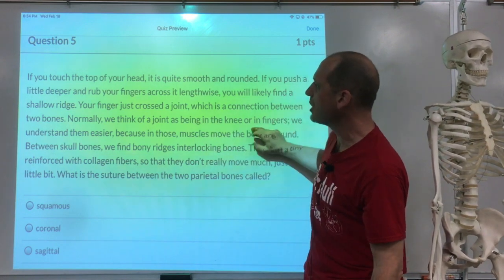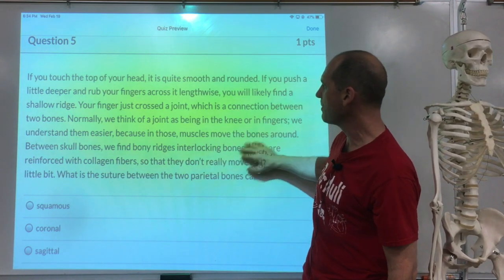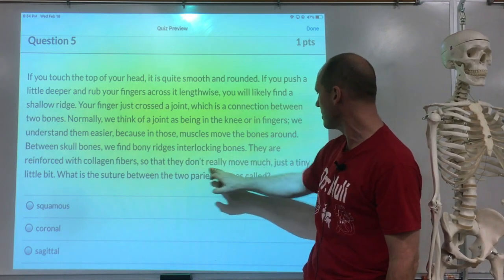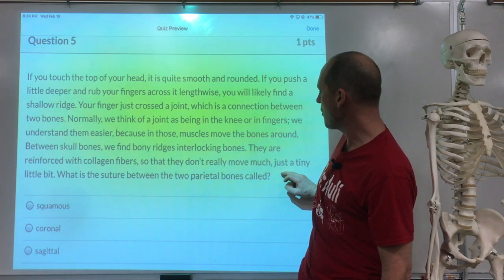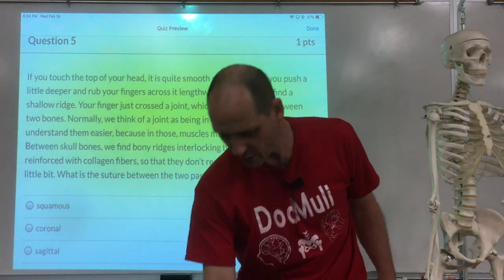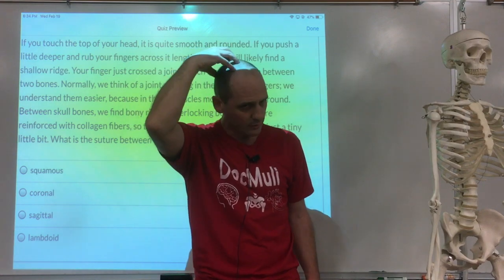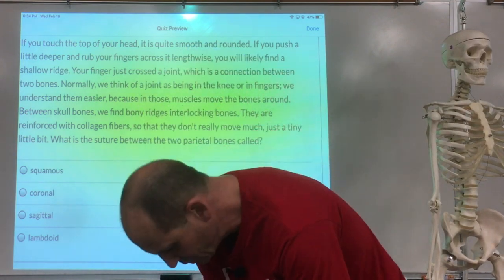So that joint is called the suture. Interlocking bones to cross reinforce the fibers, move a little bit. What is between the parietal bones called? What's the suture between the parietal bones? Sagittal suture. Sagittal suture. Let's go to suture.